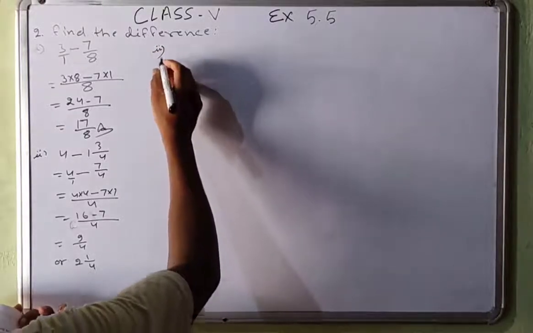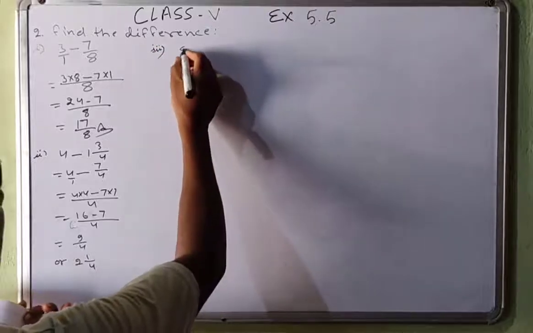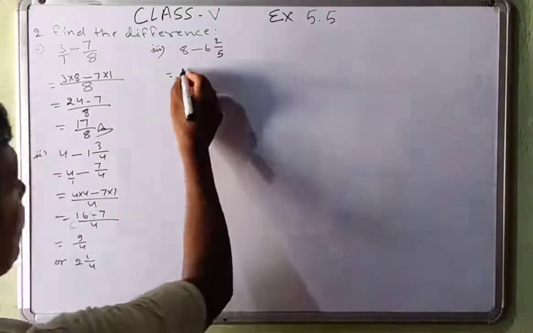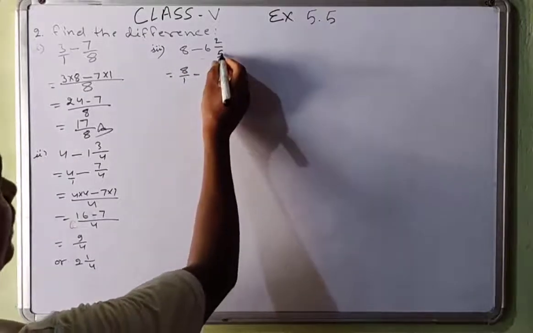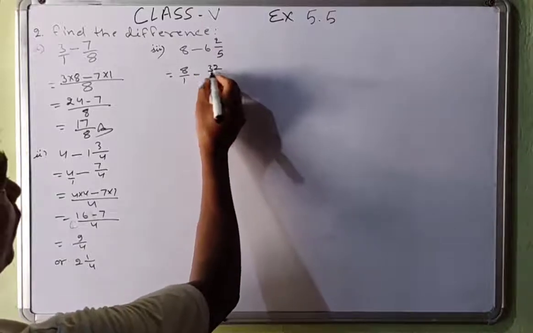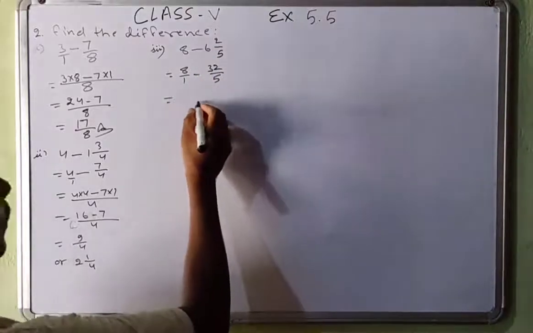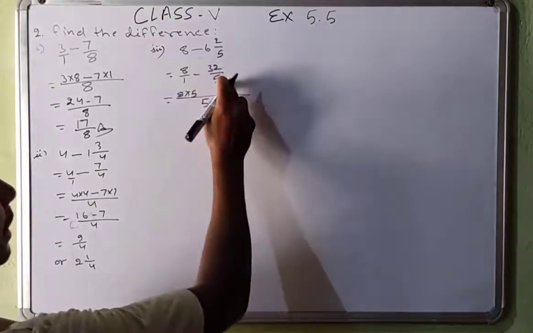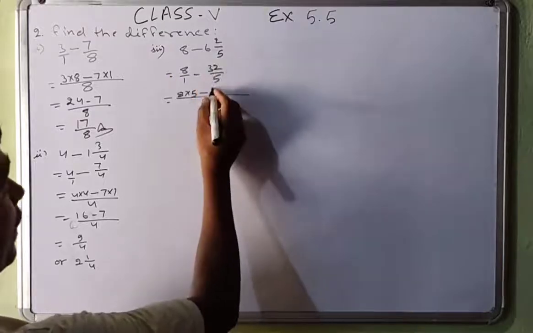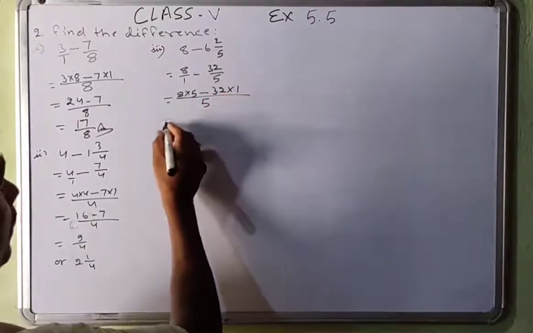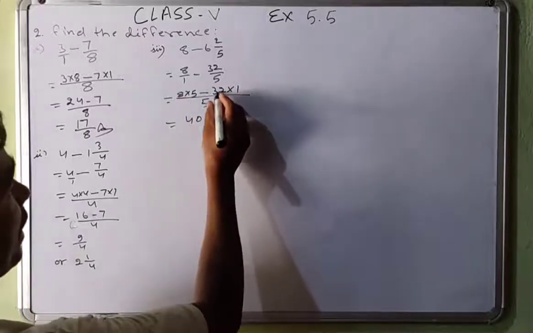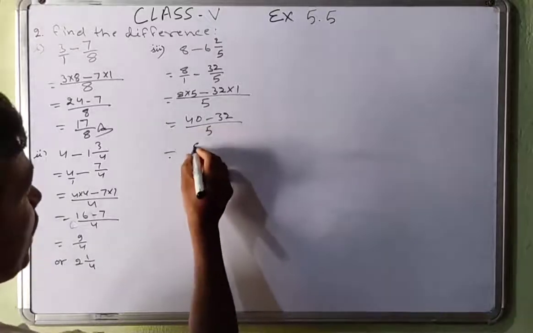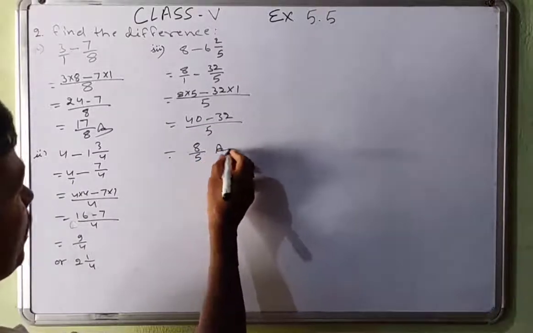Third part, 8 minus 6 whole 2 upon 5 is equal to 8 upon 1 minus, 6 fives are 30 and 2, 32 upon 5. So 5 is the LCM. So 8 multiply 5, like these two, minus 32 multiply 1. 8 fives are 40 minus 32 ones are 32, upon 5. So 40 minus 32 is 8. Or you can write it in mixed fraction also.